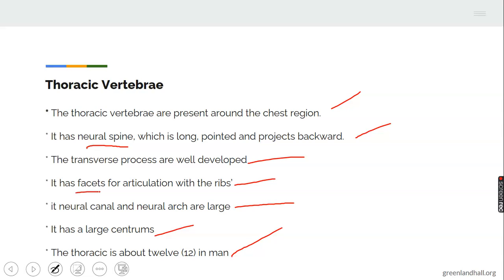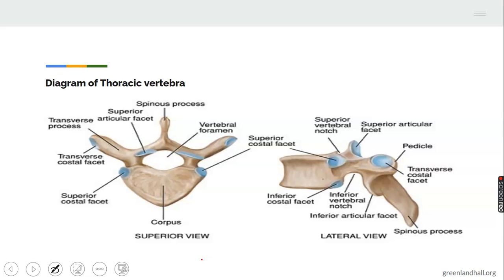Mind you, they are large. They are not small. It has a large centrum, and the thoracic are about 12 in man, while the cervical are 7. These are some of the differences you should note when we ask you to differentiate between thoracic and cervical. And that major difference is the prominent neural spine that the thoracic has. Let's continue.